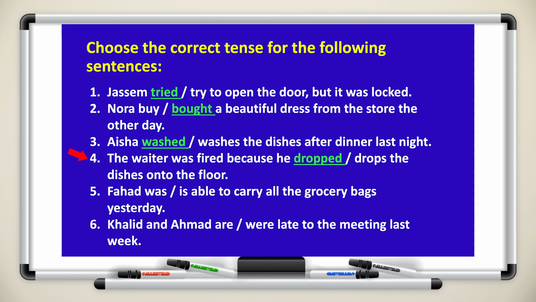Now, because we have the word was, I know the sentence is in the past. Fahad was or is able to carry all the grocery bags yesterday. So now in this sentence, we have a keyword, which is yesterday. So tell me which verb to be is suitable for Fahad and yesterday. Was, that's correct. 6. Khalid and Ahmed are or were late to the meeting last week.